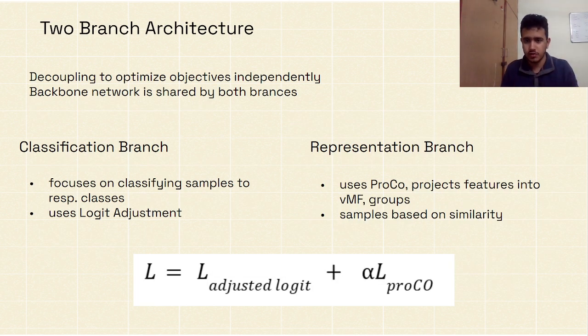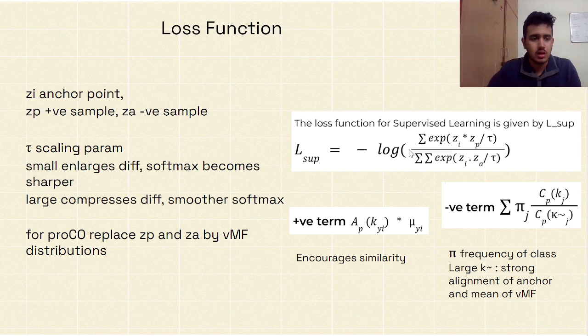We have a loss function of sorts here, and this has a lot of heavy notation. As you can see, we have a tau parameter here, which is also called a temperature parameter, and this is just a scaling parameter. If we shrink this tau, the softmax will become sharper and our results will lean towards a certain class. And if we have a very large tau, we'll have a smoother softmax, and we'll have more classes which can be the probable solution.